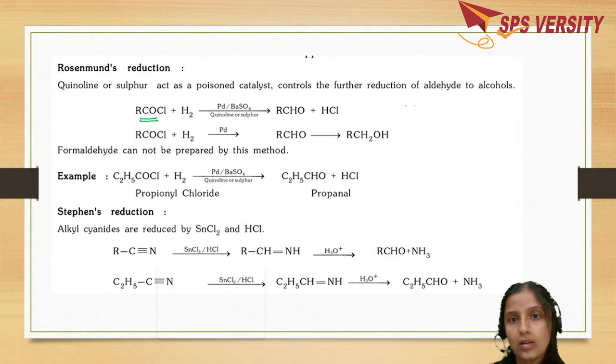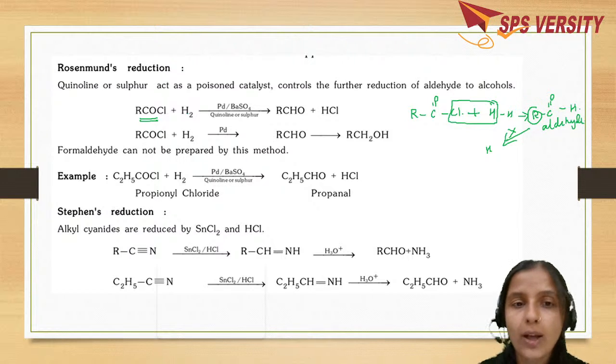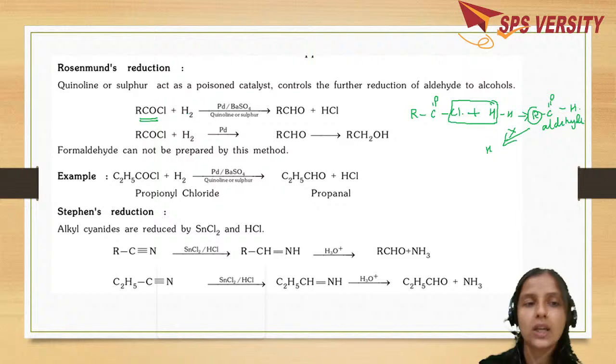For example, RCOCl plus H2. You can add the H2. How do you add H2? This will go together. HCl is one of the products. You get R, C double bond O and an H. This results in the formation of an aldehyde. But the first aldehyde, which is formaldehyde, you need H over here, which cannot be prepared by this method. That is one of the drawbacks of this method. But the rest of them, you can get in very good yield.